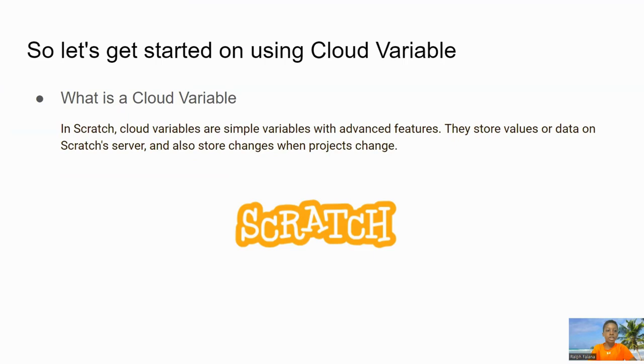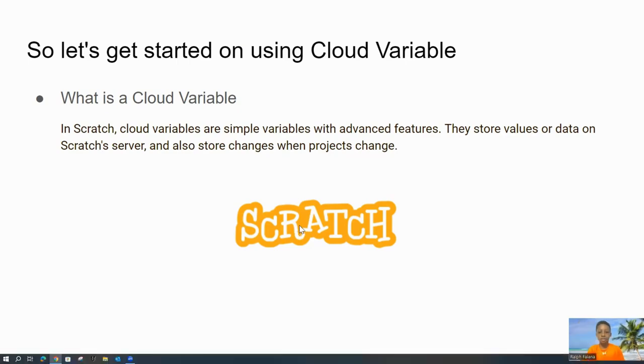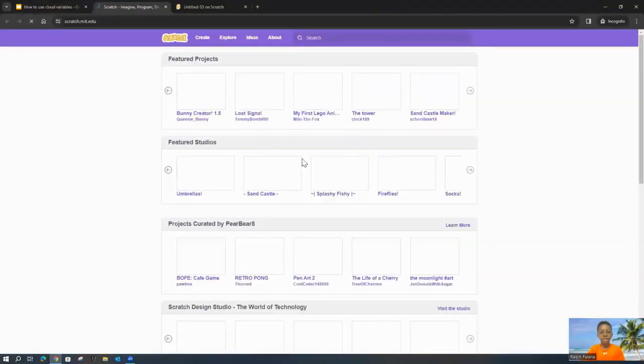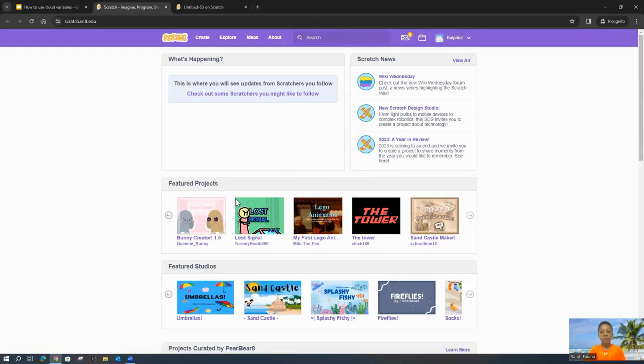What is a cloud variable? In Scratch, cloud variables are simple variables with advanced features. They store data on Scratch servers and also change when projects change. So you should be familiar with this Scratch home screen. So let's make a project.